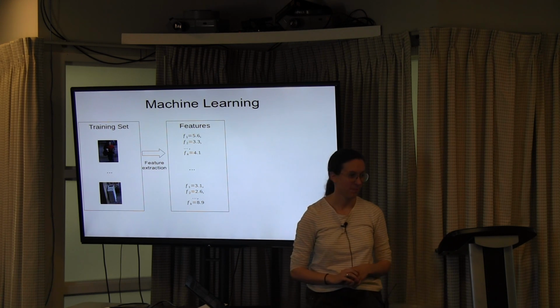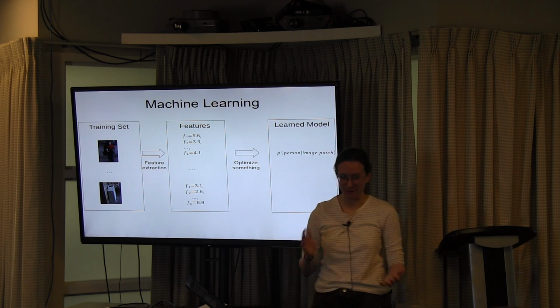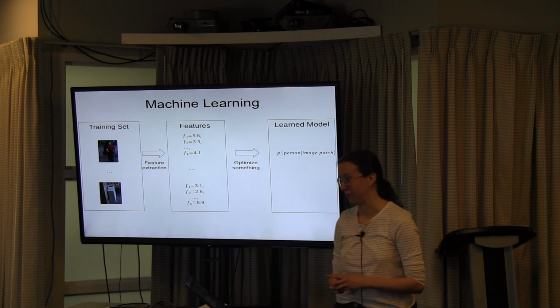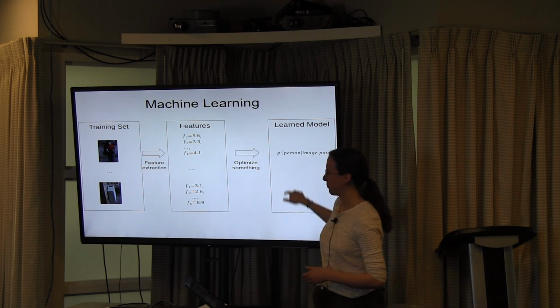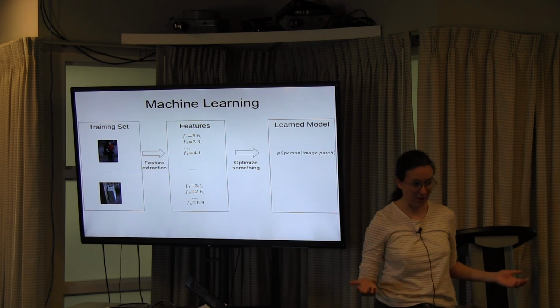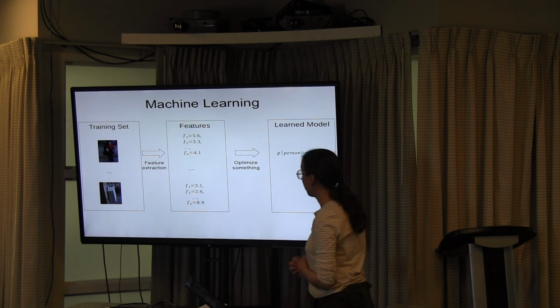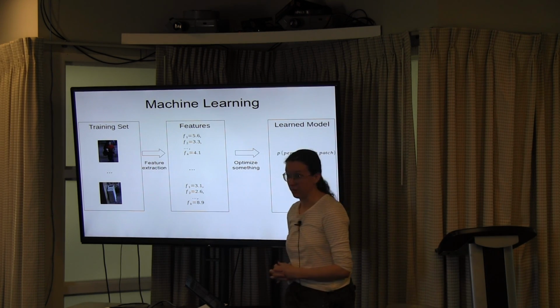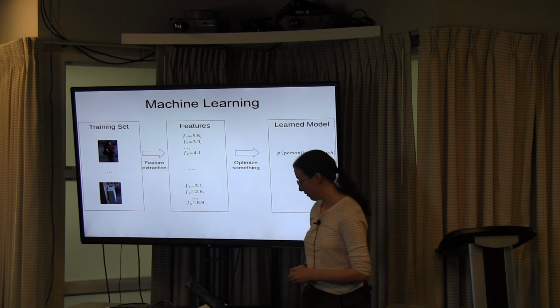We learn. We optimize something, right? So different optimizations for different algorithms, and we talked about that last time. And somehow you get a learned model. I wrote this as a probabilistic model. It doesn't have to be, as we talked about, but somehow you get something that can say the probability that this is a person given the pixels in the image patch. That's what you're trying to get. And then you can do your tiling.